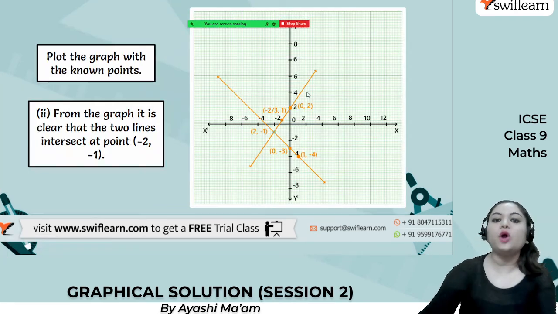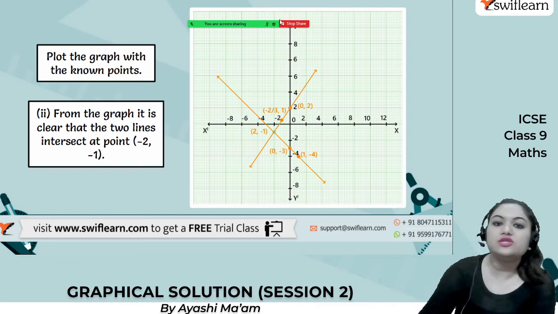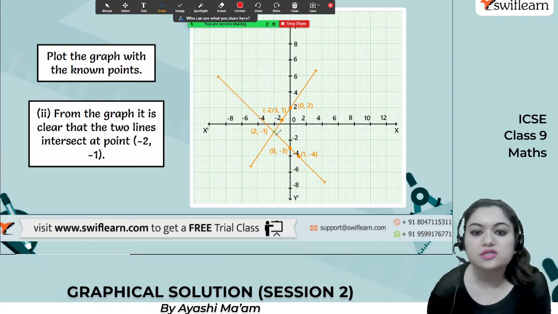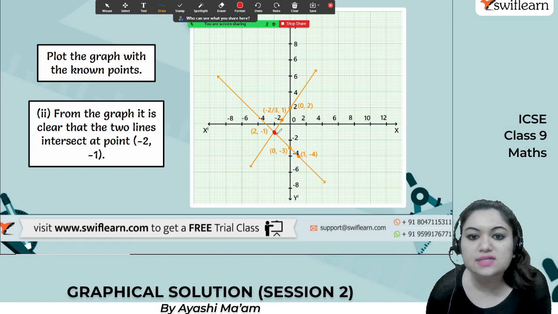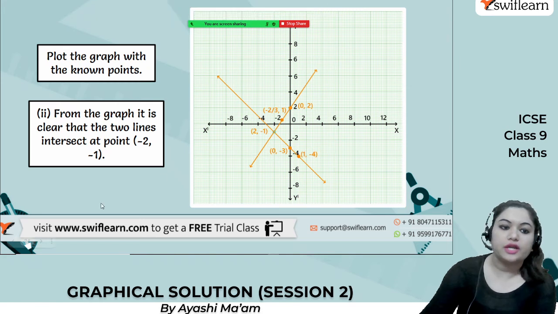Now they have simply plotted these points and they have obtained two straight lines, and as you can see, the two straight lines are intersecting at this point here. So what is this point? This point is -2 and -1, right? Here it will be minus 2 and minus 1. Therefore, that is the solution.